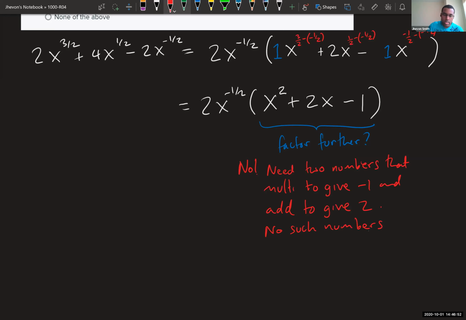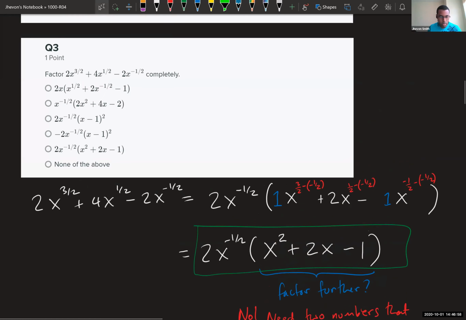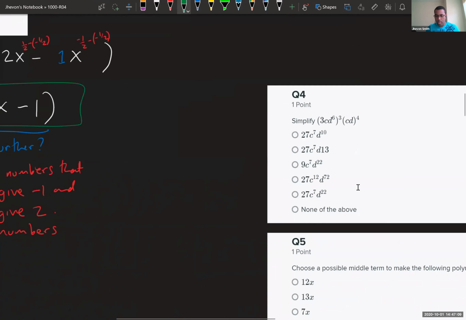So this doesn't factor any further, which means that's your answer right here. That is the full factorization, and that's this option here. Okay, awesome.